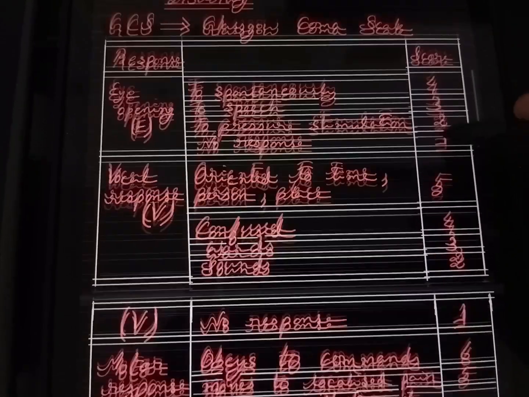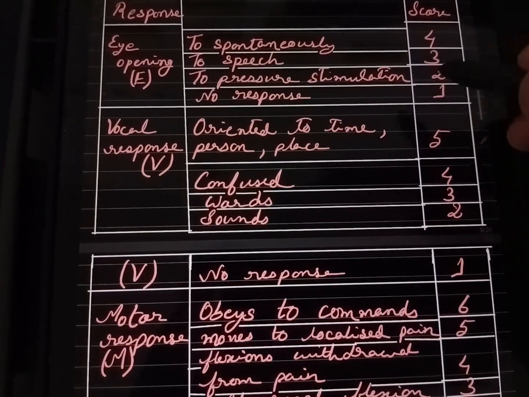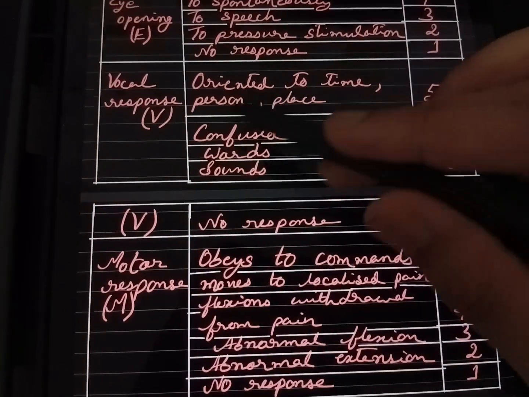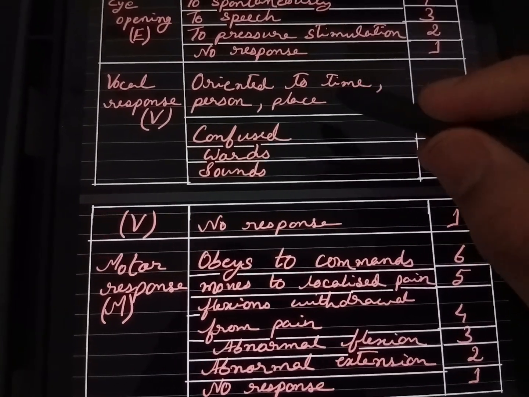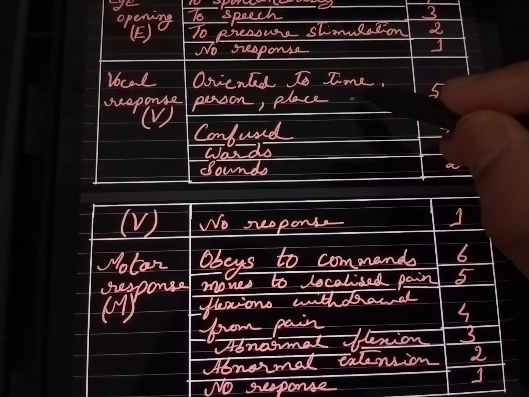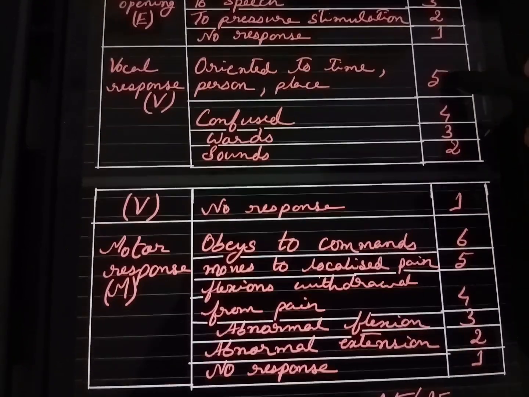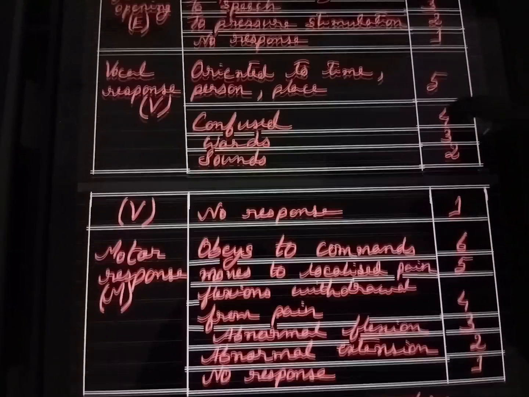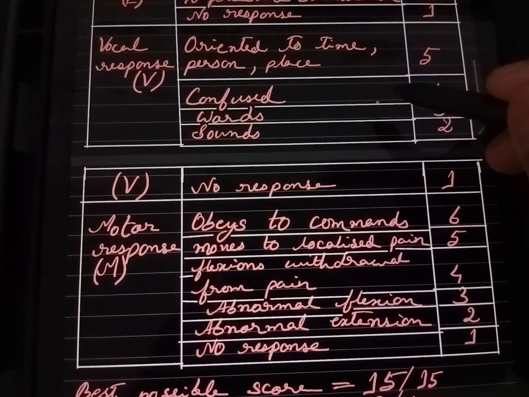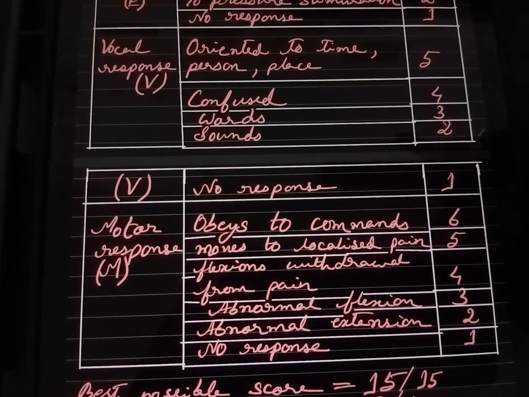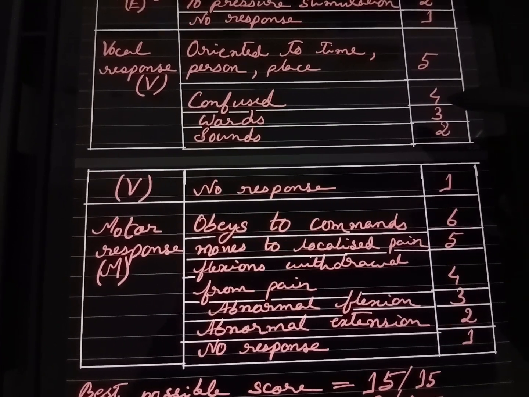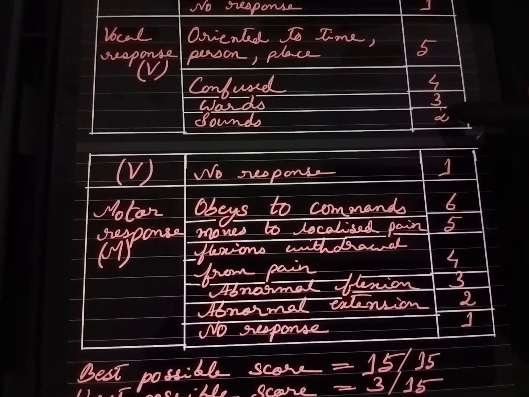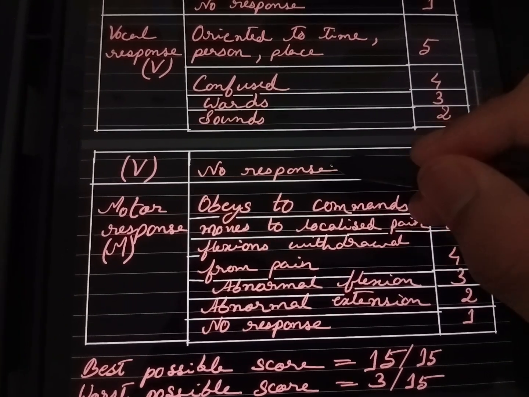So remember, eye opening is 4. Next, for vocal response: if the patient is oriented to time, person and place, the score is 5. If the patient is confused, we give 4. If the patient responds to only words, it is 3. If the patient responds to only sounds, it is 2. And if the patient has no response, it is again 1.